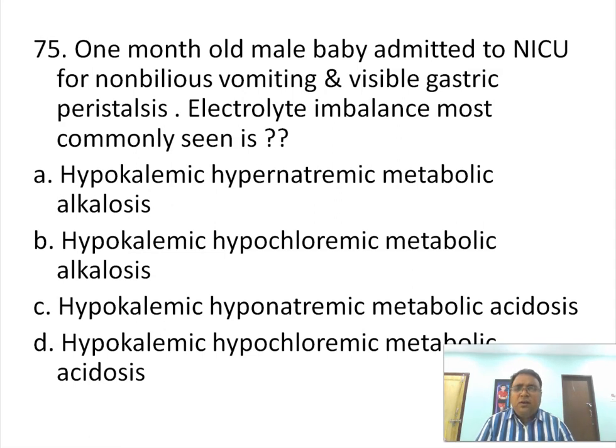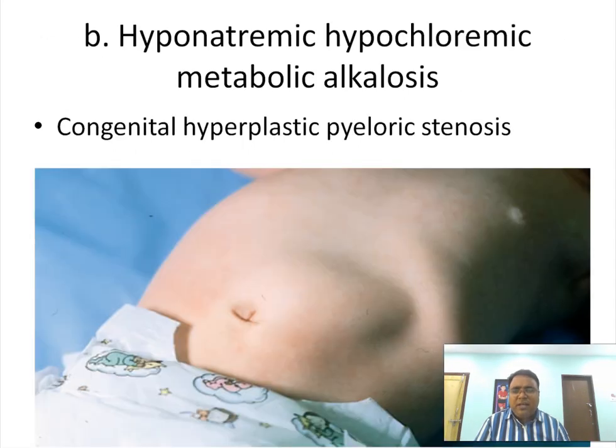What electrolyte imbalance do we get? Is it hypokalemic hypernatremic metabolic alkalosis, hypokalemic hypochloremic metabolic alkalosis, hypokalemic hyponatremic metabolic acidosis, or hypokalemic hypochloremic metabolic acidosis? The answer is B, hypokalemic hypochloremic metabolic alkalosis. This we have to remember. We can get paradoxical aciduria, that is different, but here we get hypokalemic hypochloremic metabolic alkalosis.